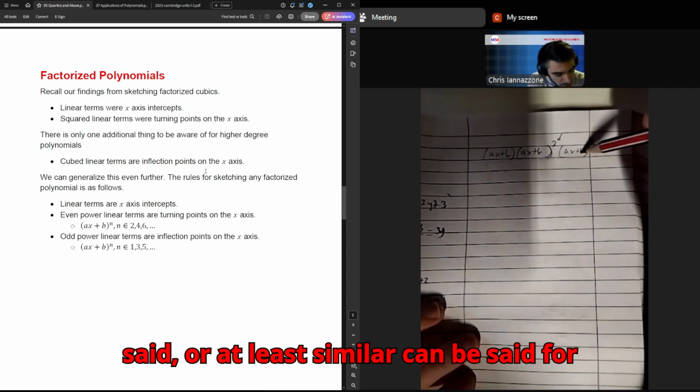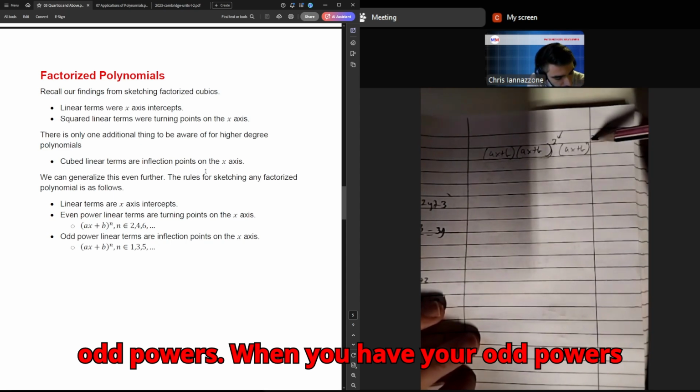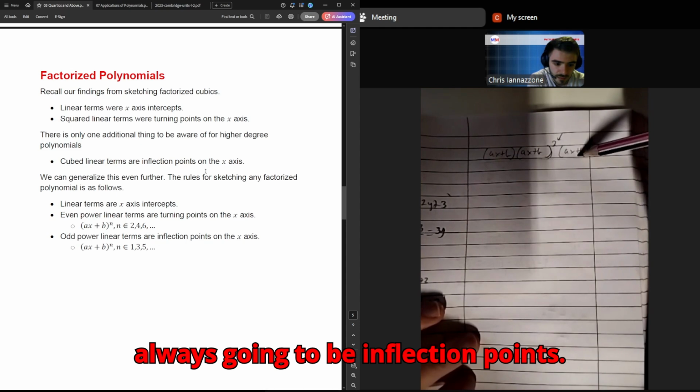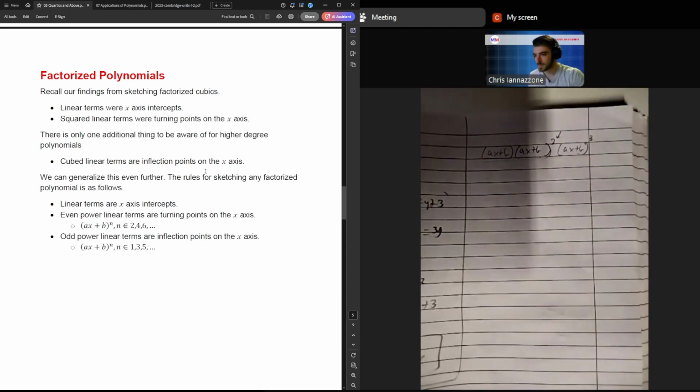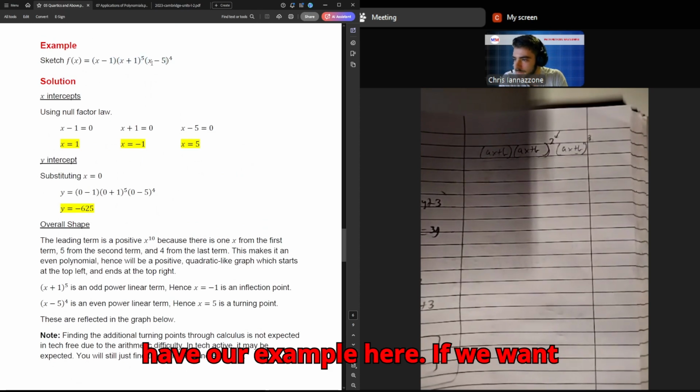The same can be said, or at least similar can be said, for odd powers. When you have your odd powers of 3, 5, 7, 9, these are always going to be inflection points. So let's see what that's all about. We have our example here.